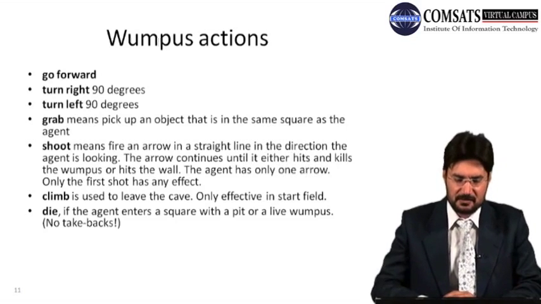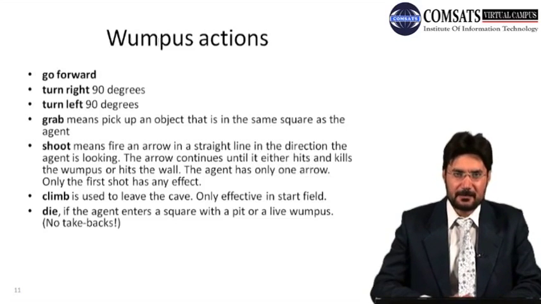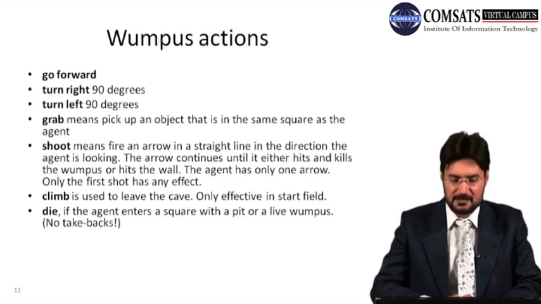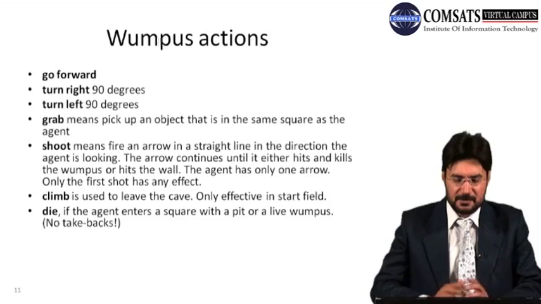So this is very basic. It can only shoot in one direction, where it is facing, and it has only one arrow. Climb is used to leave the cave, and is only effective in the start square. So if you want to leave the cave, you need to be in location 1-1. Die: if the agent enters a square with a pit or a live wumpus, then the agent will die.